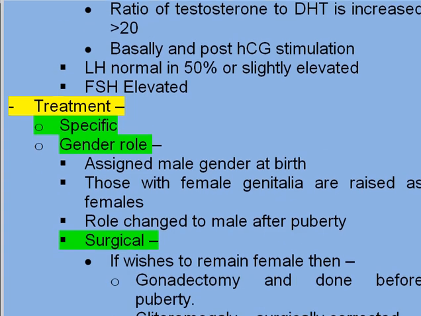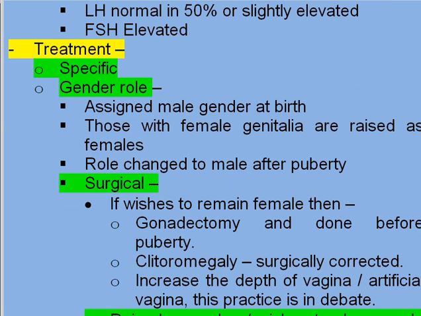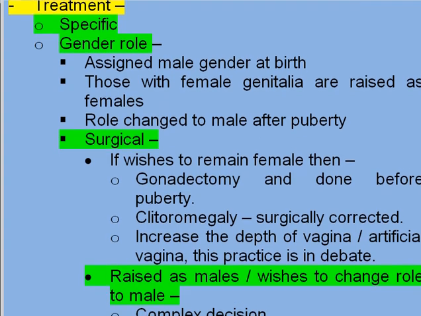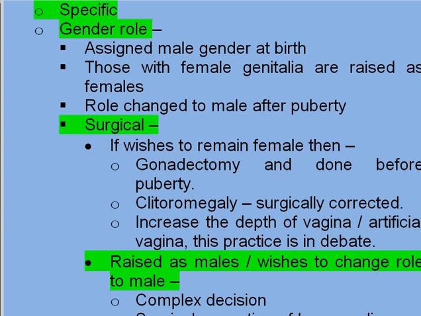So the main thing is, you have to consider surgical options after considering the psychosocial thoughts of the particular patients. If the child wants to remain female, then you have to do the gonadectomy, and this should be done before puberty. If there's a clitoromegaly, it is surgically corrected. If there's a decrease in the depth of vagina, which can be increased, an artificial vagina can be placed. This practice is in debate.